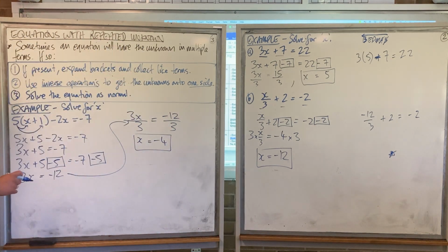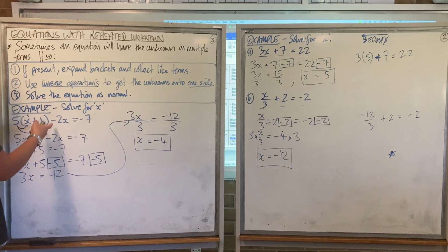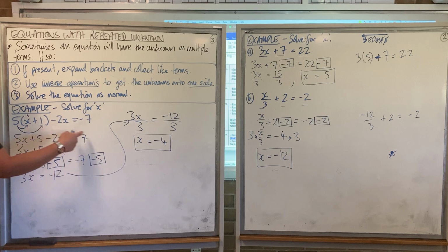Let me do like a semi-flex. You've got negative 4 plus 1 is going to be negative 3. Negative 3 times by 5 is negative 15. Negative 15 take positive, because negative 2 times by negative 4 is going to be positive 8. You'll get negative 7.